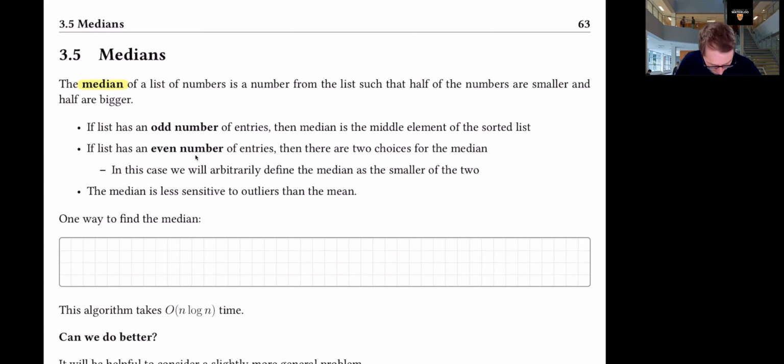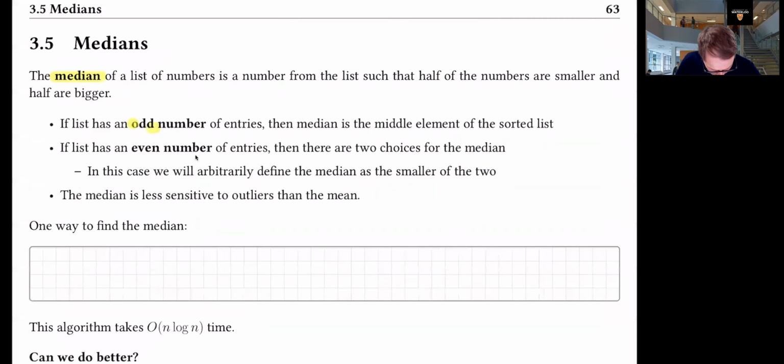In our case, where it's odd, then it's the middle element of the sorted list. If it's even, then we will take it as the smaller of the two central elements. The median has purposes in statistics because it's less sensitive to outliers than the average. But now let's just think, how do we find the median in an array?